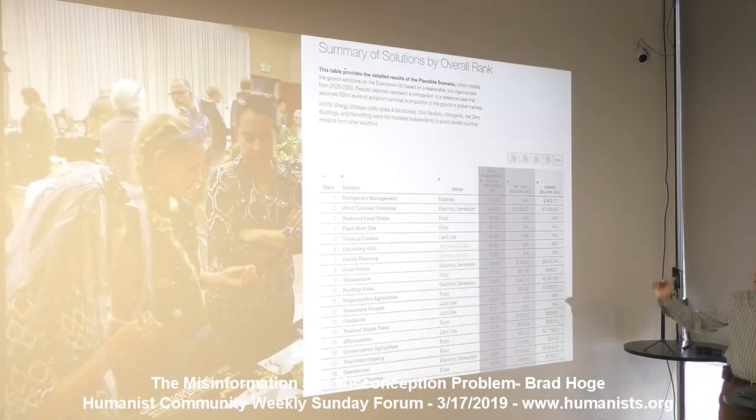This is from Project Drawdown, which is a list of all of the most important things to do for climate change that have the biggest impact in terms of the amount of CO2 put into the atmosphere. Many of them also have major economic impacts. And so there's a lot of room for agreement here.